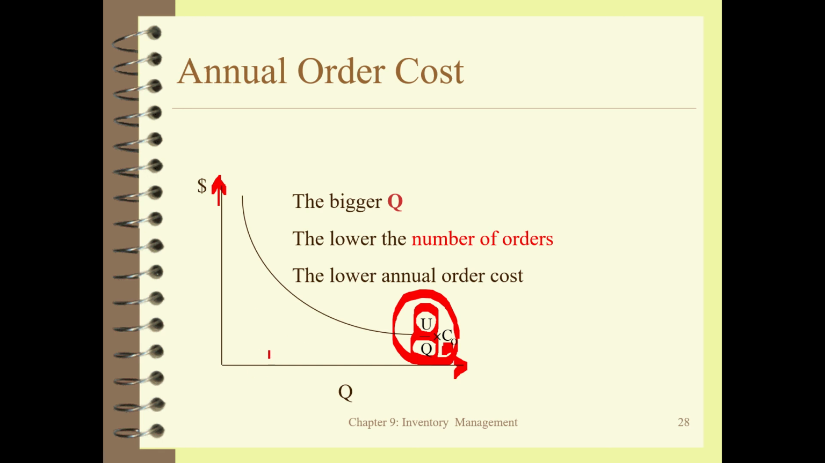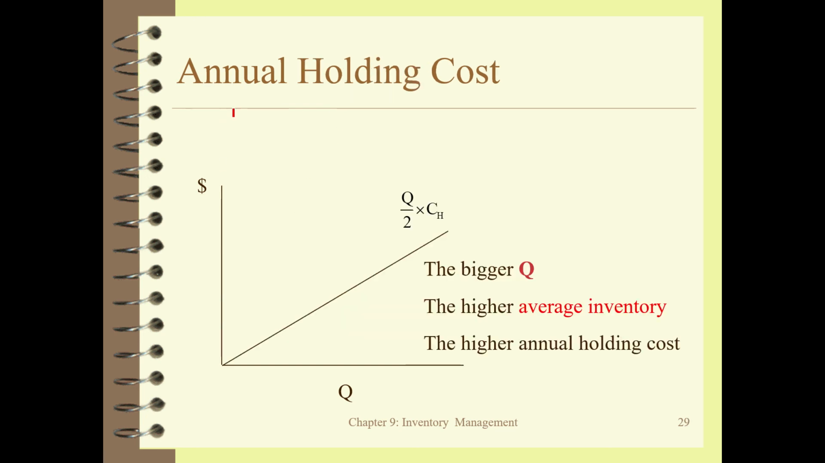If Q is small, meaning that you have a large number of orders per year, the cost will be a lot. And if Q increases, the cost will be reduced. So the graph for the annual ordering cost will be like this. And the graph for the annual inventory holding cost will be like this.